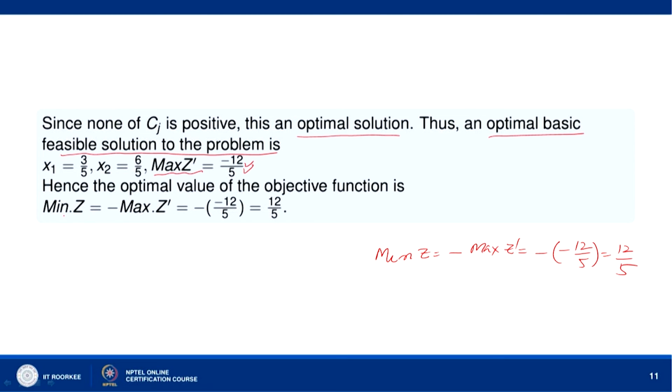So the minimum value of z is minus of the maximum of z dash, which is 12 by 5. Thus we get the solution of the given problem, where we find that x1 is 3 by 5, x2 is 6 by 5, and the minimum value of the objective function is 12 by 5.